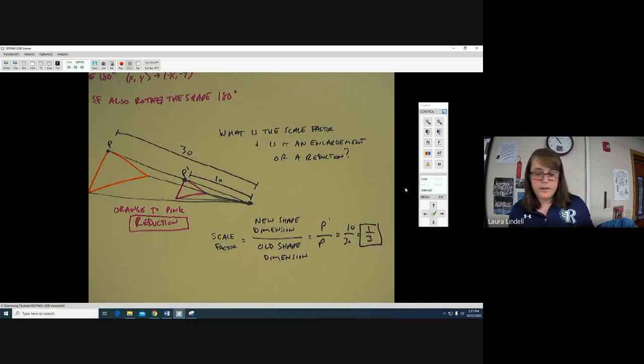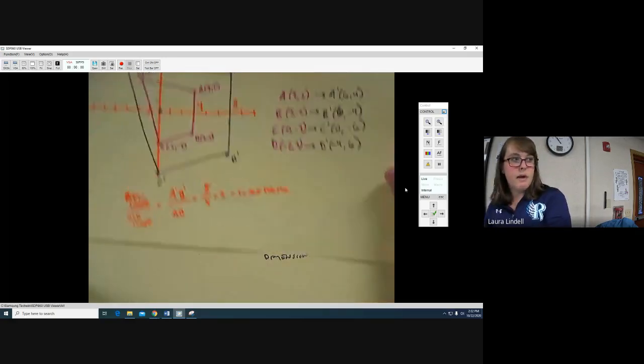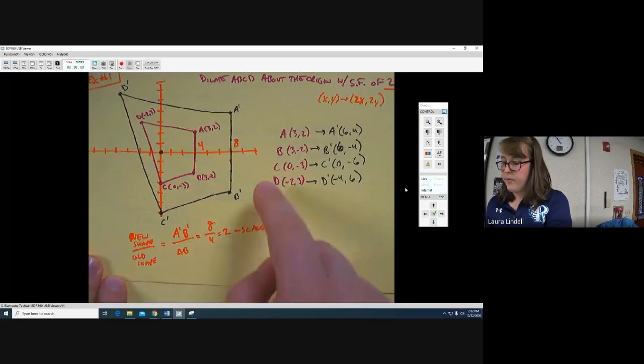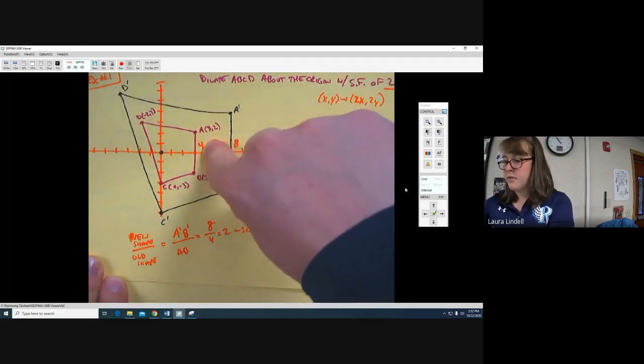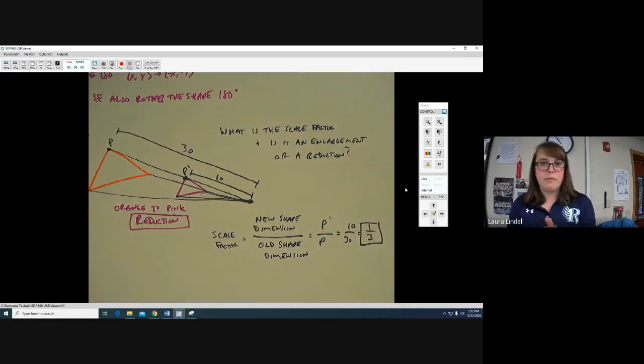Okay, so that's kind of like what we were talking about on the first page after that problem, when we talked about finding the scale factor given the two shapes and taking the new shape dimension and dividing by the old shape dimension. That's the same thing that we're doing here. New shape over old shape, so 10 over 30 here. Okay, so that's another sort of problem that we might be asked to do.